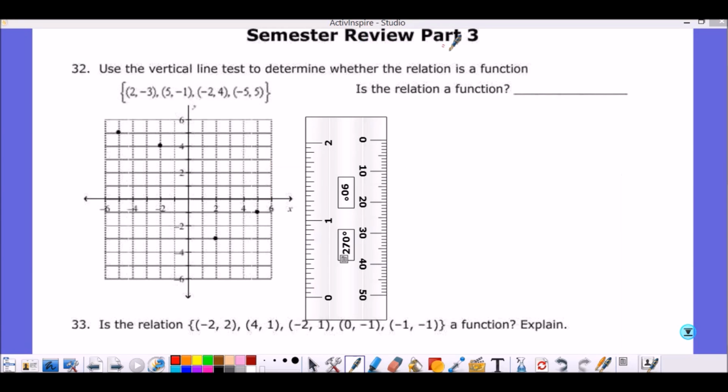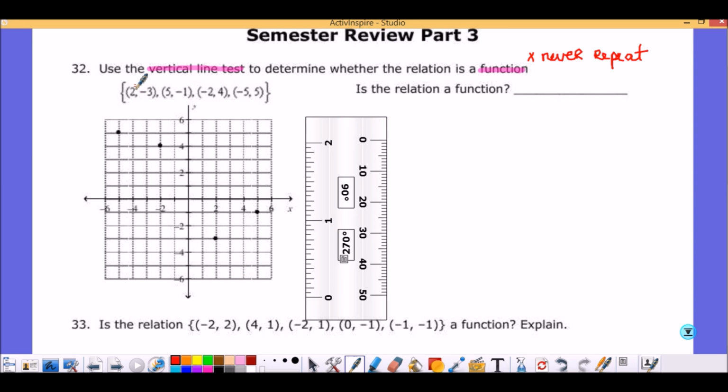This is your semester review part 3. Use the vertical line test to determine whether a relation is a function. Remember, when something is a function, your x never repeats. For every x, there is one y, and for every y, there's only one x.